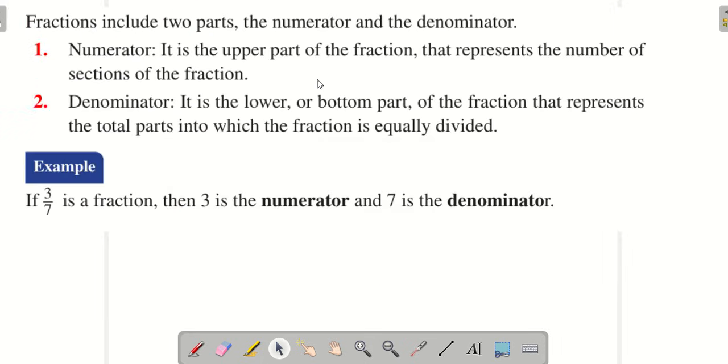Now let's move on to the next part. Fractions include 2 parts. So whenever you have a fraction, it includes 2 parts, the numerator and the denominator. So what is the numerator? The numerator is the upper part of the fraction that represents the number of sections of the fraction.